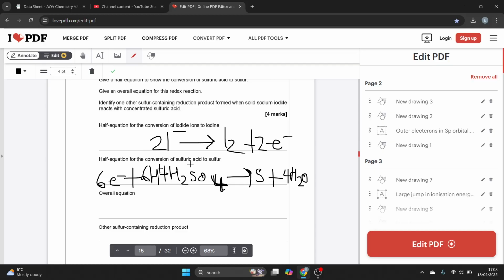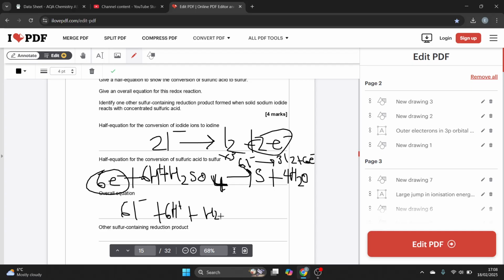Perfect. Then overall equation, I've got 2 here, I've got 6 here, so I need to times the first equation by 3, and I get 6I minus to 3I2 plus 6e minus. The negatively charged electrons cancel out. Then I'm left with 6I minus plus 6H plus plus H2SO4 to form 3I2 plus sulfur plus 4H2O.